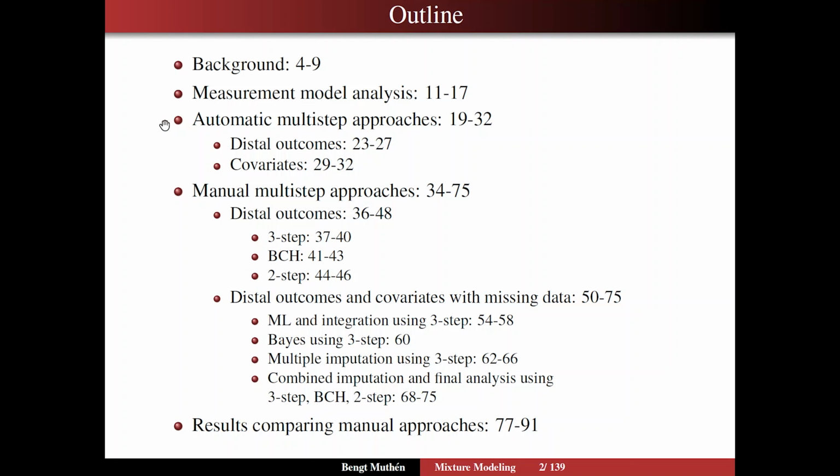Then I turn to automatic and manual multi-step approaches. First, we talk about the automatic approaches that we have in Mplus and that we have expanded a bit in version 9. We talk about automatic multi-step approaches for adding distal outcomes to the basic latent class analysis measurement model and adding covariates. So that's useful in some cases, but in most cases you will have to turn to what we call a manual multi-step approach that you set up yourself.